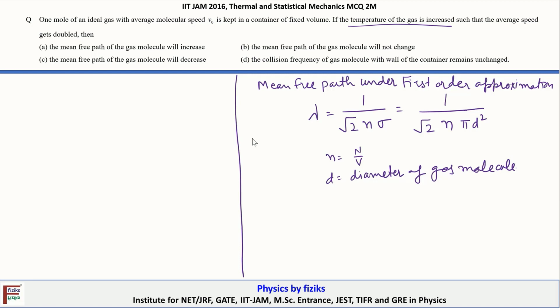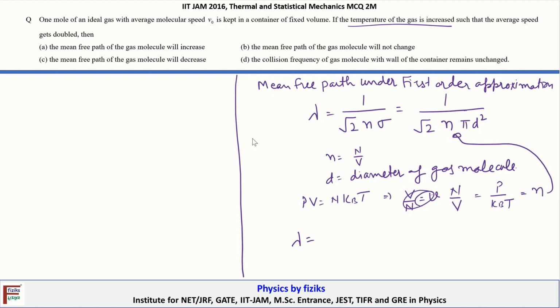And n, as I said, is the number density, and this can be rewritten by making use of the ideal gas equation, PV equal to N kB T. So from here, N by V, the number density, will be P upon kB T. If we make this substitution, the expression for lambda reduces to lambda equal to 1 over root 2, and because n is P divided by kT, kT comes in the numerator: kT divided by root 2 P pi d squared.